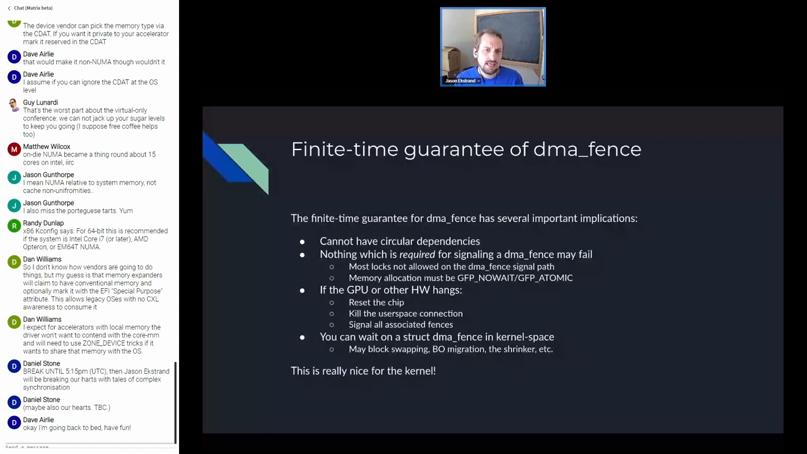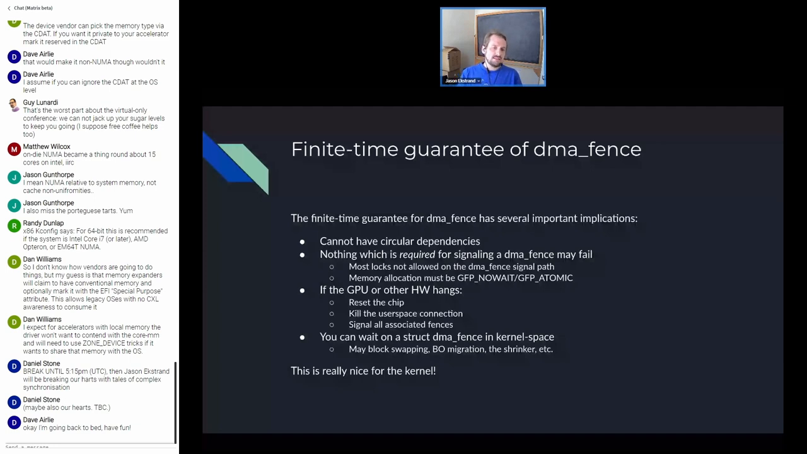And this guarantee has a bunch of important implications. First of all, you can't have any circular dependencies because then you would deadlock. Nothing which is required for signaling one of these is allowed to fail. So that takes out a bunch of locks, and it means you're down to GFP_NOWAIT and atomic if you want to allocate memory. If you're on a GPU and you have a hardware fault of any sort, the standard solution is you reset the chip, kill the user space, and signal all the associated fences. That way the fences at least signal even if the user space context dies.